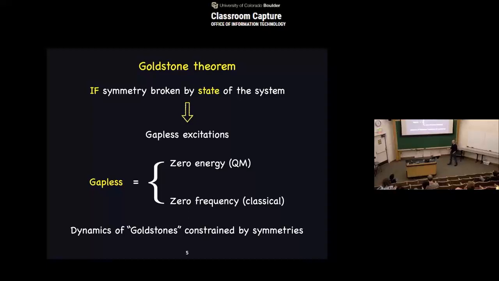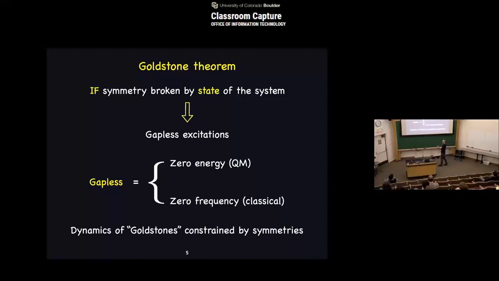A classical example is the chair. The chair is not invariant under translations or rotations, even though it's kept together by Maxwell's equations, which are invariant under rotations. So the state of the chair breaks rotations. Whenever that happens, you have gapless excitations. And gapless in the case of classical systems means zero frequency, so there is no frequency gap.